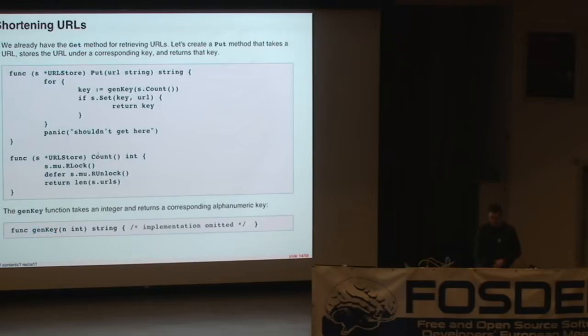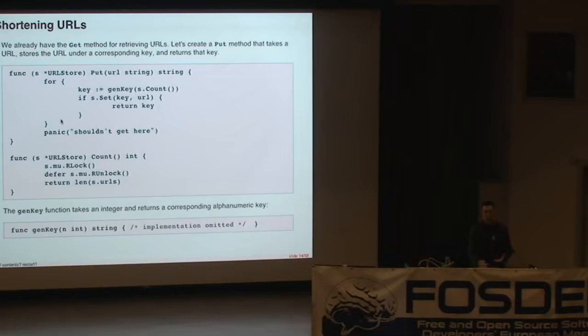And then I have added a new method to URL store called count, which simply returns the number of elements in that map. So len is another built-in function. So we're taking the length of the map, returning the number of items inside the map in a thread-safe way using the read lock. So I generate the key by generating the corresponding alphanumeric key that corresponds to the count of what's in the map.